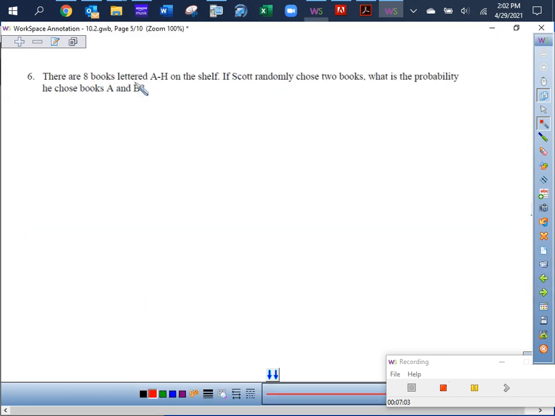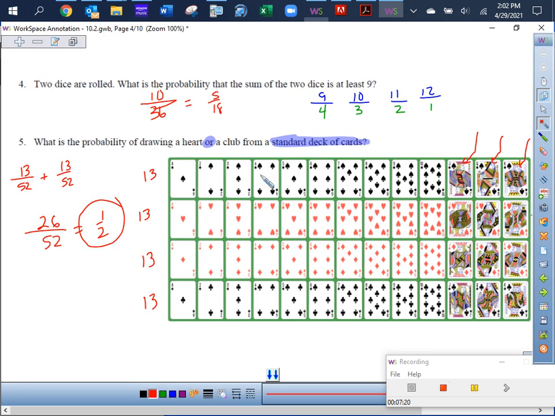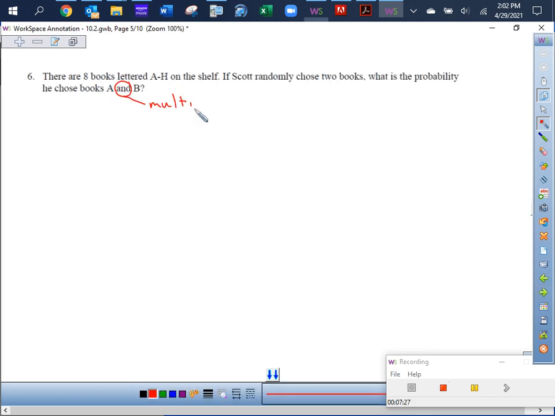There are 8 books lettered A through H on the shelf. If Scott randomly chose 2 books, what is the probability that he chooses books A and B? "And" is a magic word that means multiply. If I could spell it. Multiply. And if you go back here, "or" was an add situation. We added those probabilities together. And "and" is a multiply. So, here's what we'll do.